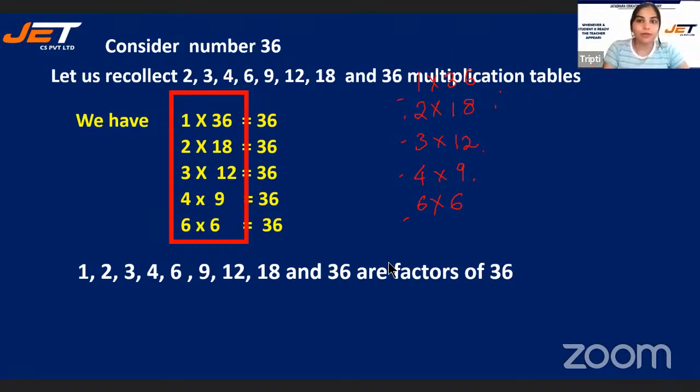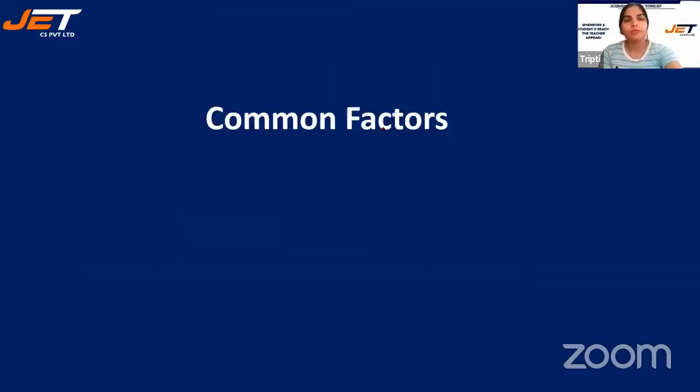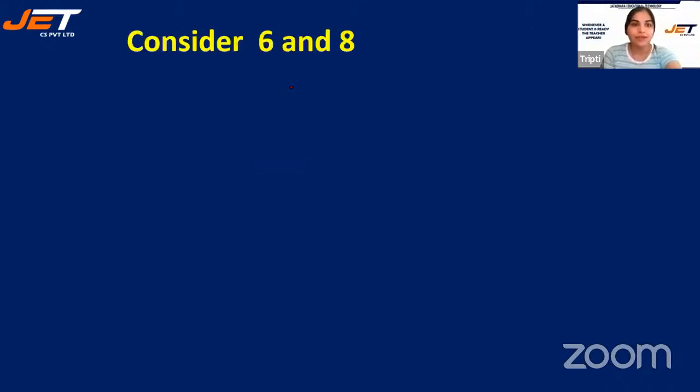We'll move further now. Let's see what we have. Here, common factors. What are common factors? We found the factors, only factors. We figured out what are factors, but this time we are going to figure out what are common factors. Common means just like we did in common multiples. Common here is same.